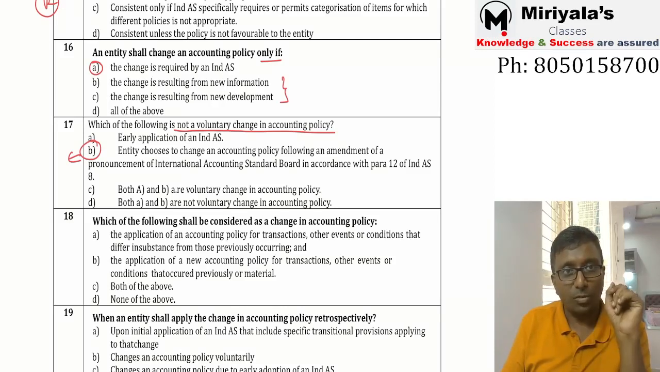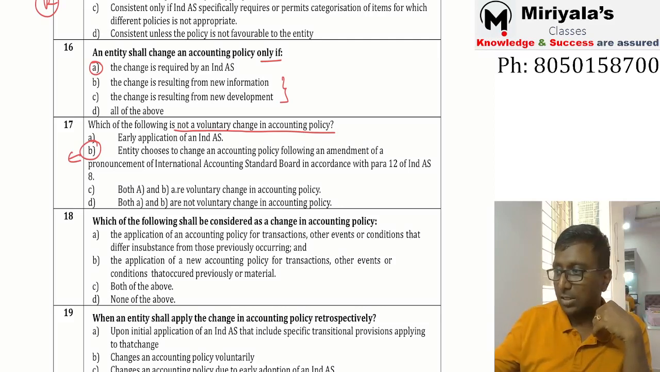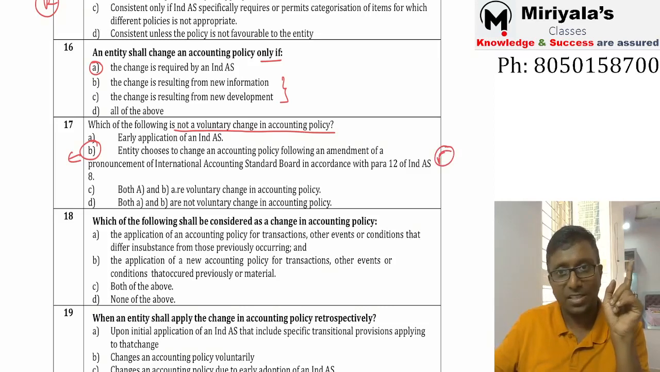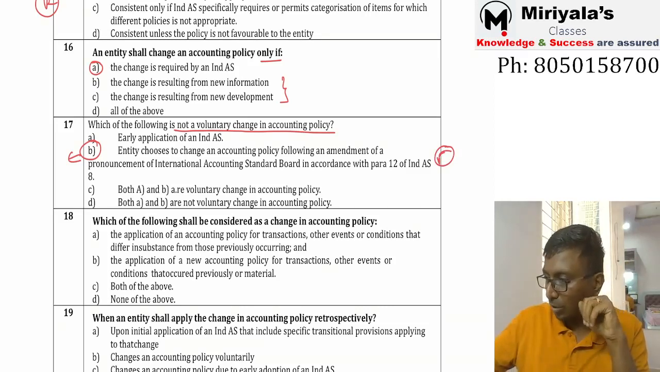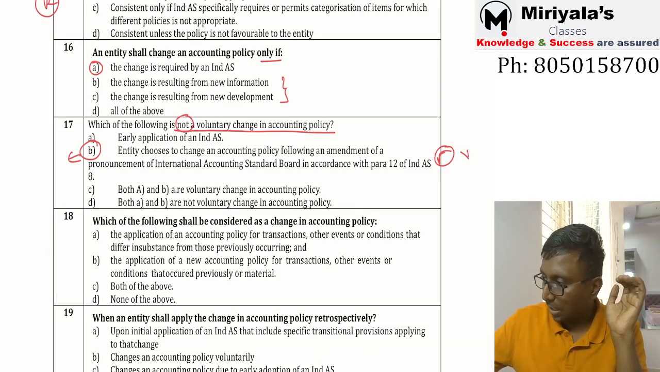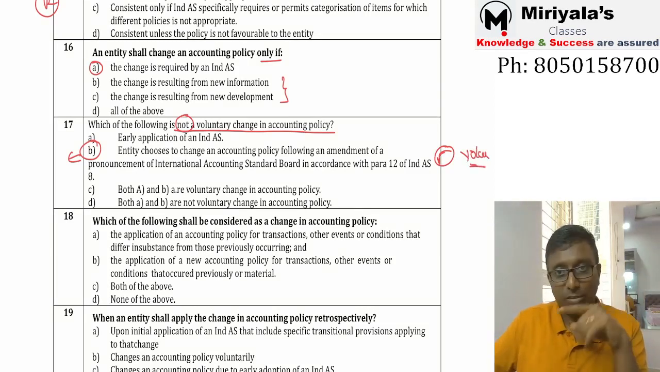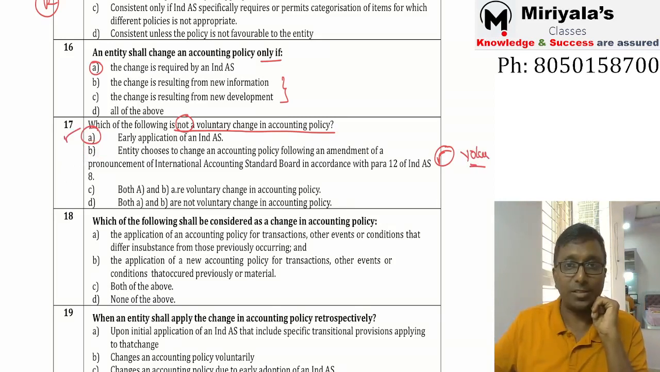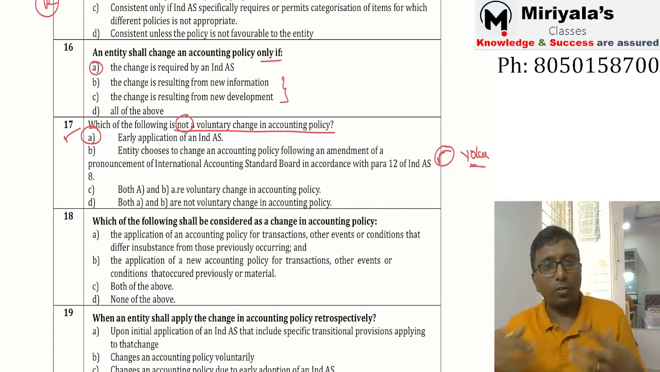Question is what? Which of the following is not a voluntary change? This is a voluntary change. You are changing it, and this is not as per the Ind AS change. But what is the question asking? It is asking which is not voluntary. I mean to say this is voluntary, which we have discussed. If you remember this concept from the classroom discussion, then you will not find it difficult. Obviously, my dear, A is the right answer. Early adoption is your choice.